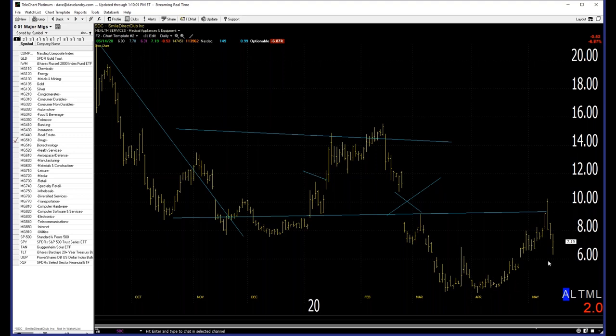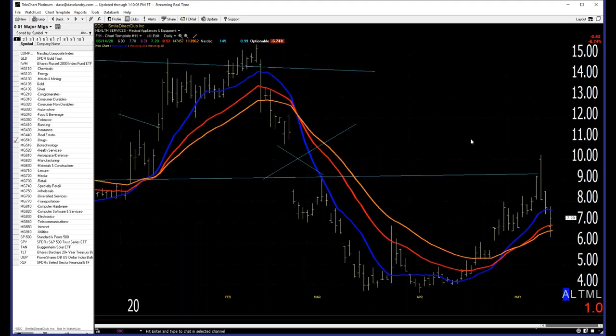It made a nice thrust higher, a little pullback. I bet you $1,000 it's a bow tie. Look at that. Okay. It's also a bow tie. It looks pretty good, but too many bad memories. Okay. Any more? Going once.